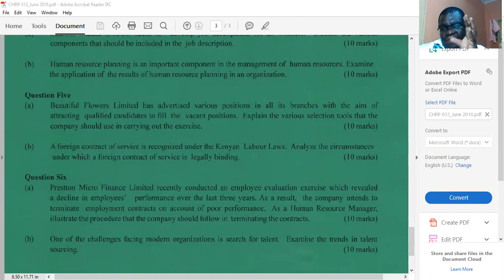A lot of flexibility is desired by this top talent. They want you to give them maybe how many hours they come during the week, remote working from wherever, so long as the targets are met, but they have all the freedom to do other things. Trends in talent management, talent sourcing in the 21st century.